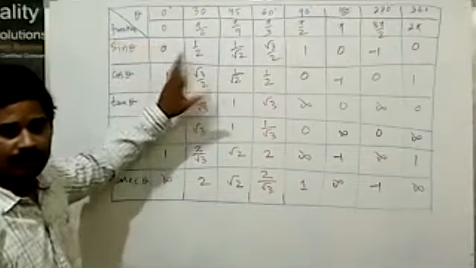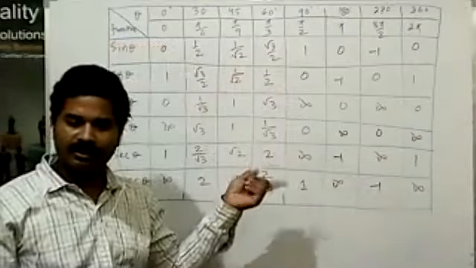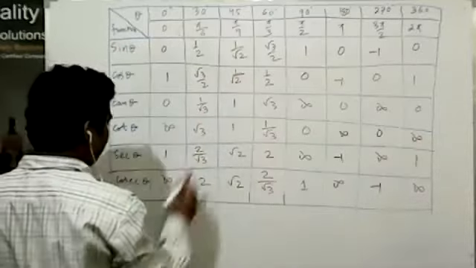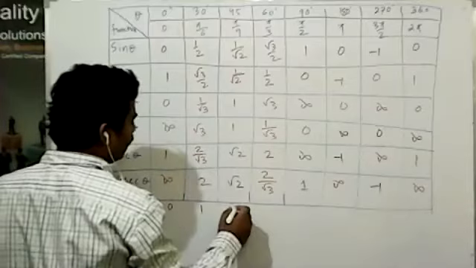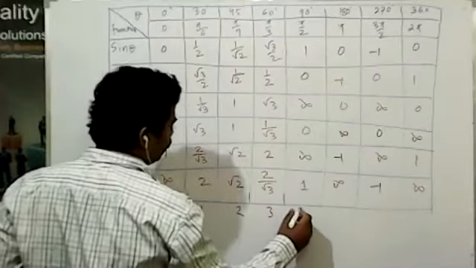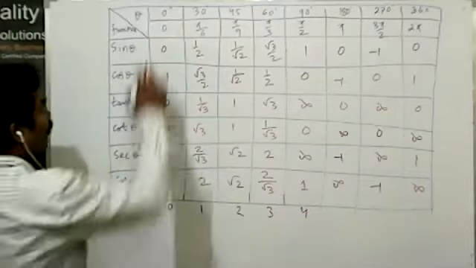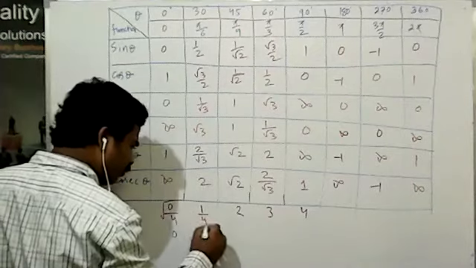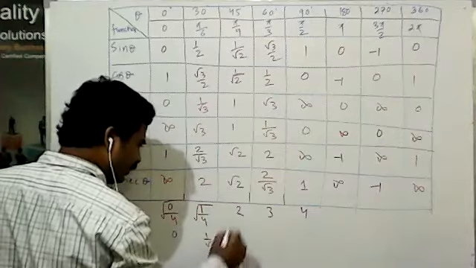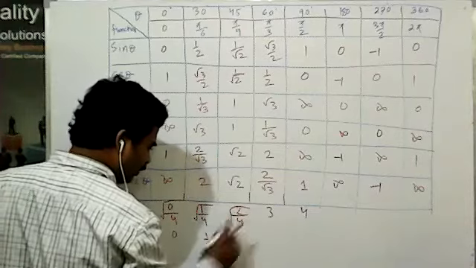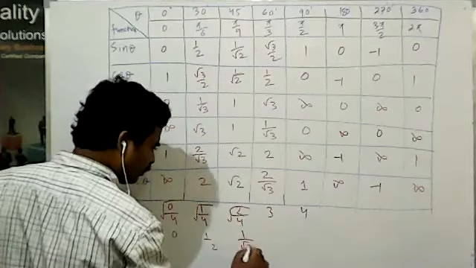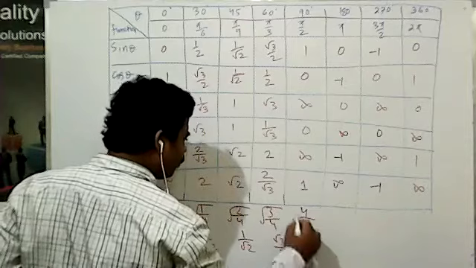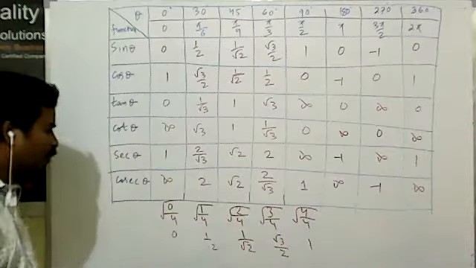Now, how to find out these values? There are methods: one is the counting method, another is the fingertip method. What is the counting method? You count 0 degree as 0, then 1, 2, 3, 4. Count from 0 to 4, divide by 4, and take the square root. That gives 0 for 0 degree, 1 by root 2 for 45 degree, root 3 by 2 for 60 degree, and 1 for 90 degree.